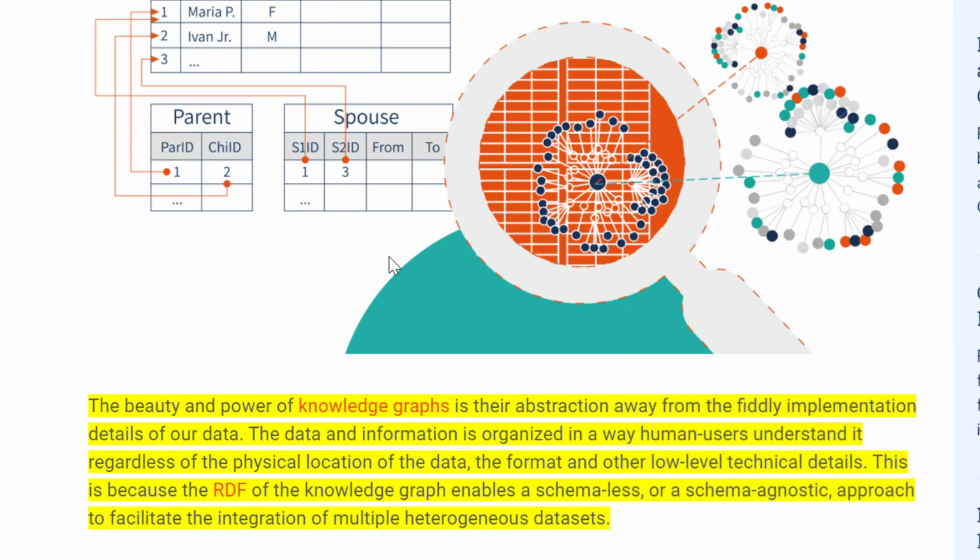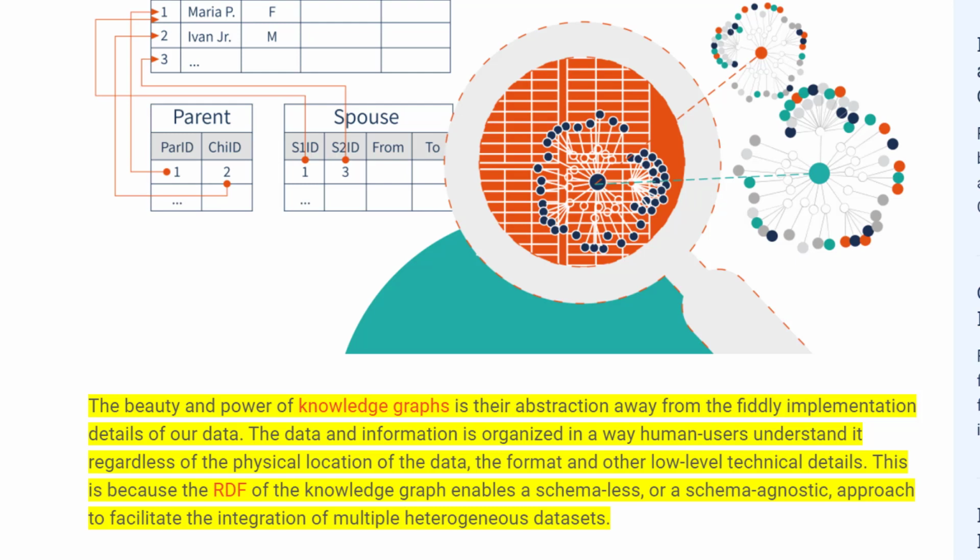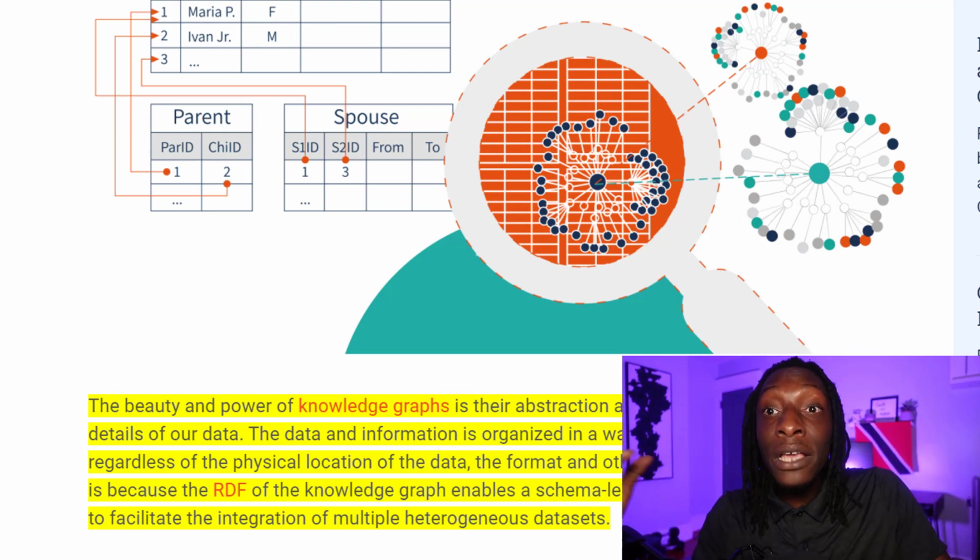The beauty and power of knowledge graphs is the abstraction away from the fiddly implementation details of our data. The data and information is organized in a way human users understand it, regardless of the physical location of the data. I repeat, regardless of the physical location of the data, the format and other low-level technical details. It does not care how your data is or where it is. It can turn it into the knowledge graph. This is because the RDF of the knowledge graph enables a schema-less, schema-agnostic approach to facilitate the integration of multiple heterogeneous data sets. Remember, it's schema-less, it's agnostic.